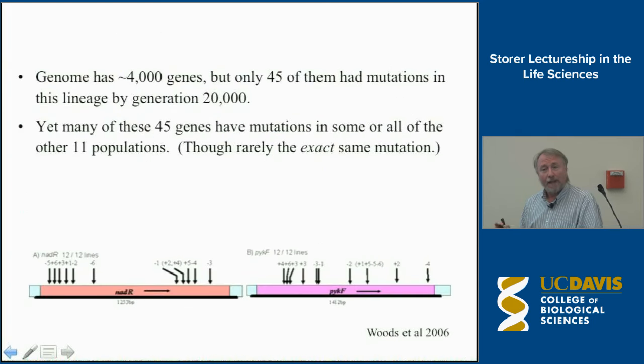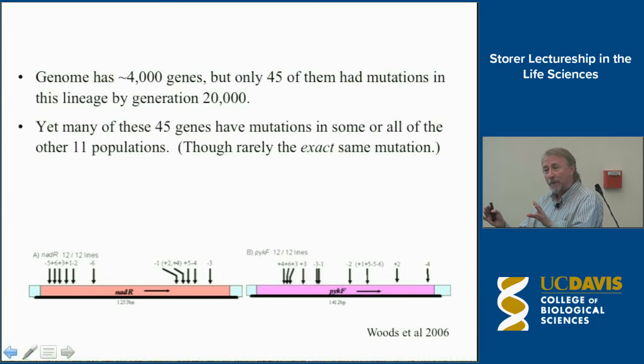Now, the E. coli genome has, roughly speaking, 4,000 protein-coding genes, and yet I just showed you there were 45 mutations. Some of the mutations might affect a couple of genes, but to first approximation, only about 1% of the genes have a mutation after 20,000 generations.